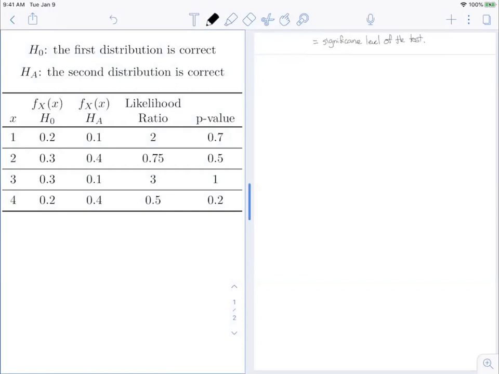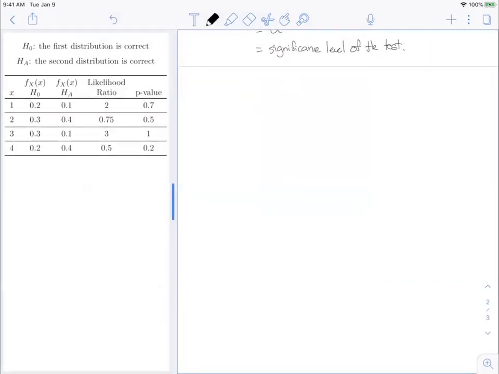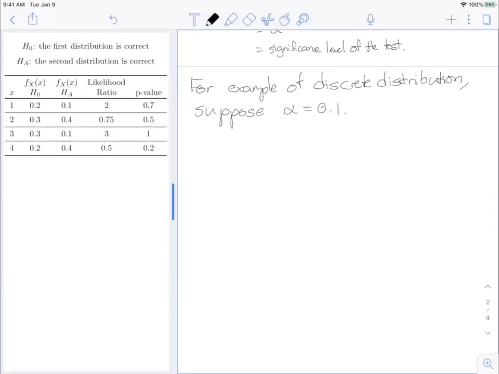So what I want to do now is to find the size of this test for a couple of examples. So let's suppose that for this second example, with this discrete distribution, we're going to do a test with a significance level of alpha equals 0.1. And based on this, I want to find what is the size of the test, which is the probability of making a type 1 error, given that the null hypothesis is true.